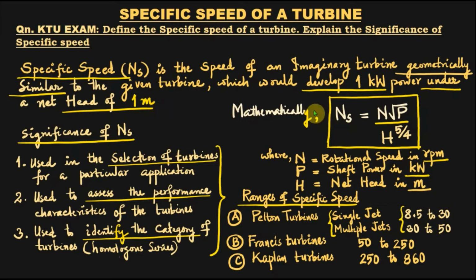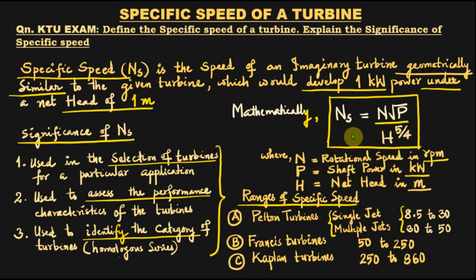The mathematical expression for the specific speed, denoted by n suffix s, is equal to n root of P divided by H raised to 5 by 4, where N is the rotational speed of the runner in RPM and P is the shaft power in kilowatts. Remember, if you want to get the specific speed in SI units, then the power must be substituted in kilowatts.